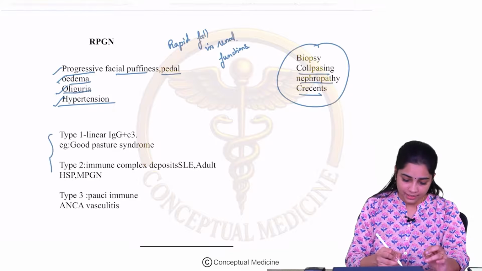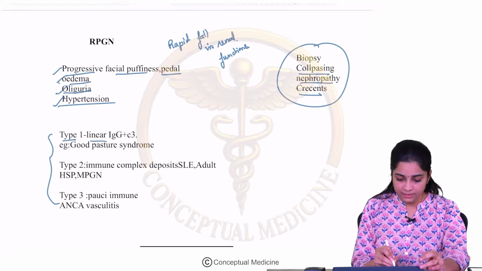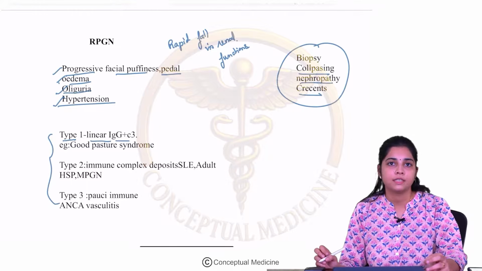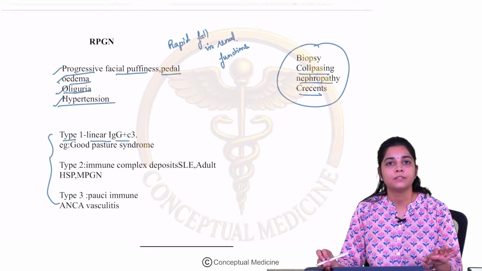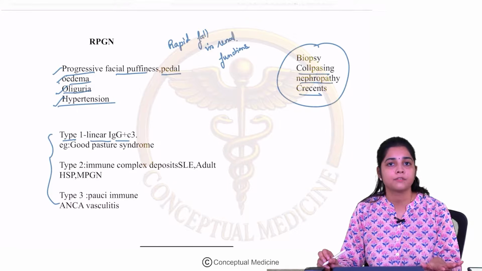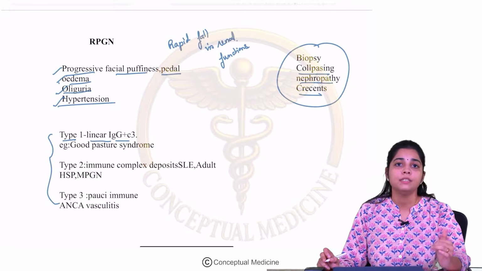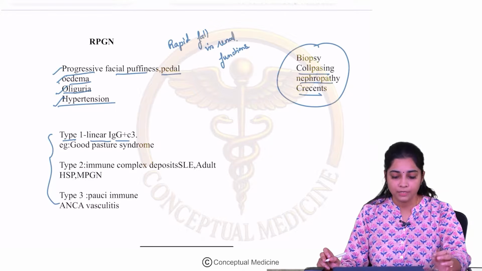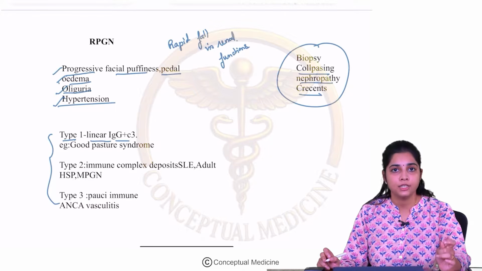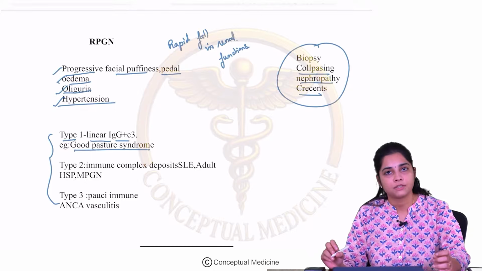So, what are the types of RPGN? Every RPGN, you definitely have to do a renal biopsy, because the patient will be very sick. If you have to preserve the kidney, you have to do a renal biopsy. Based on the biopsy, RPGN is classified as type 1 RPGN, where you have linear IgG and C3 deposition, right? For example, this is your Goodpasture syndrome.